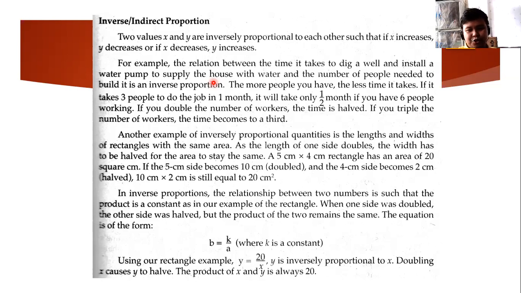In inverse proportion, the relation between two numbers is such that the product is constant, as in our example, a rectangle where one side was doubled and the other halved, but the product of the two remains the same. The equation is therefore y equals k over x, where k is a constant. So when x increases, y decreases, but the proportion remains the same. That is the inverse or indirect proportion. Using the rectangle example, y equals 20 over x. Y is inversely proportional to x. Doubling x halves y, and the product of x and y is 20.